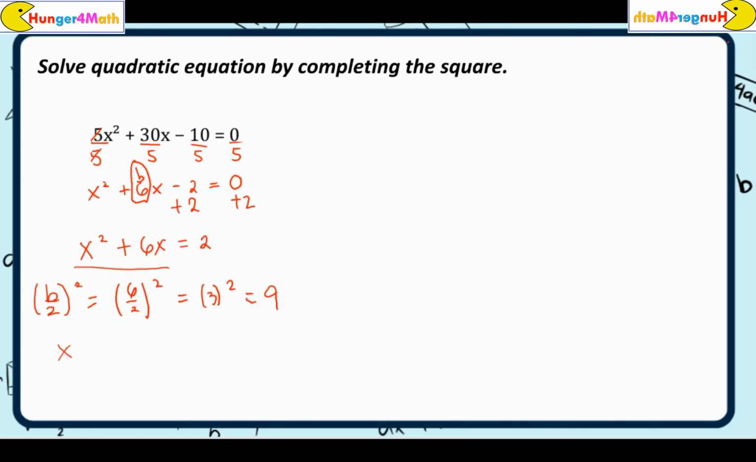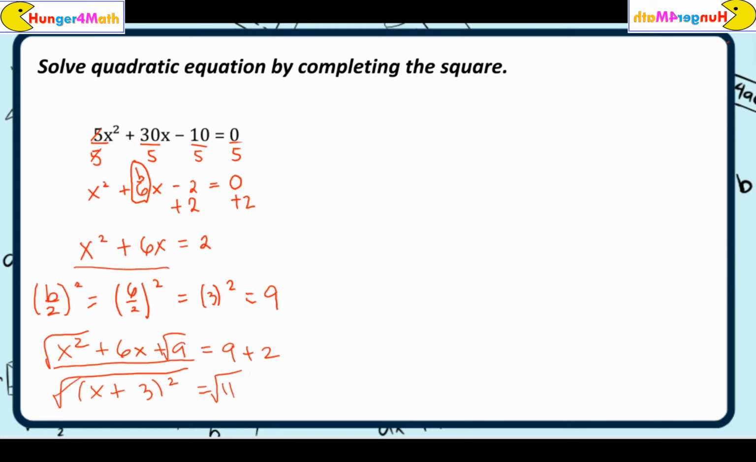So it will be x squared plus 6x plus 9 is equal to 2 plus 9, or 9 plus 2, it will be the same. And then this is now a complete square. So factor that, that will be (x plus 3) squared. The square root of x squared is x, and the square root of 9 is 3, is equal to 9 plus 2 is 11. Next is to take the square root of both sides, so we can cancel this out.